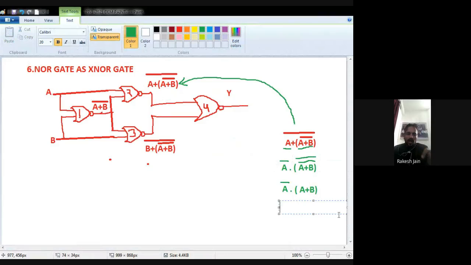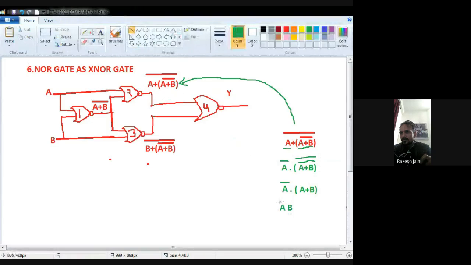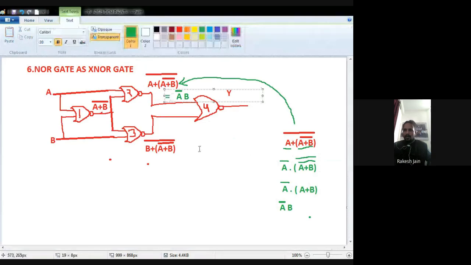So what will be this? Now multiply this A bar inside. So first input is A bar dot A. So A bar multiply with A, that will be 0. Then A bar B. So A bar B only we will have. Okay, so we only have A bar B, and it will be provided here.